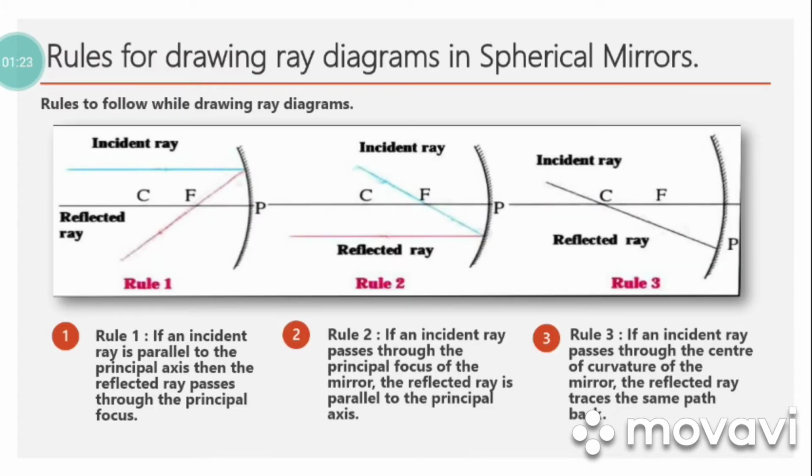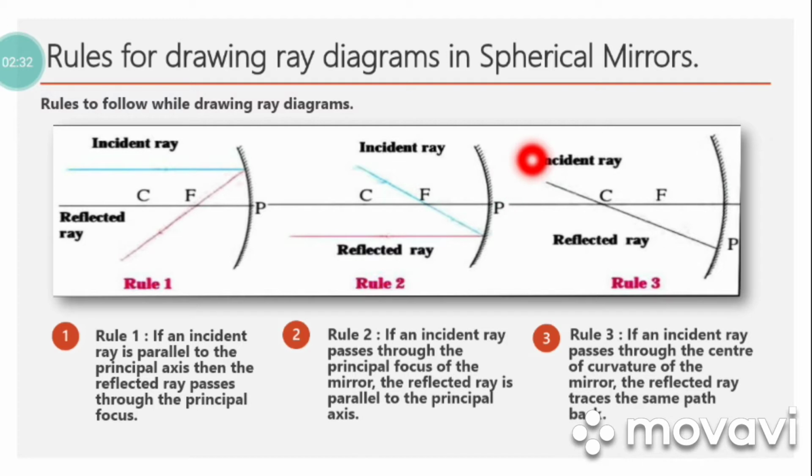Rules for drawing ray diagrams in spherical mirrors. Rule 1. If an incident ray is parallel to the principal axis of a spherical mirror, then the reflected ray passes through the principal focus. Rule 2. If an incident ray passes through the principal focus of a spherical mirror, then the reflected ray is parallel to the principal axis.